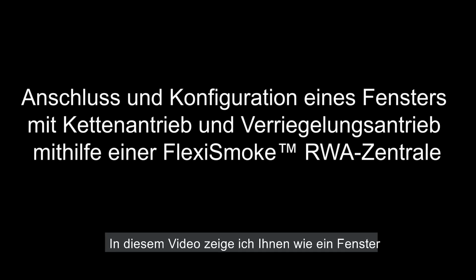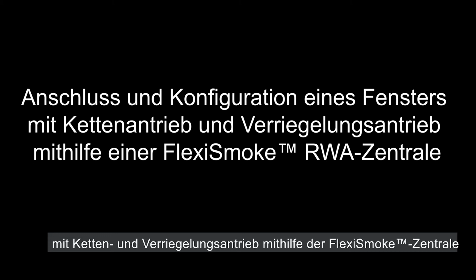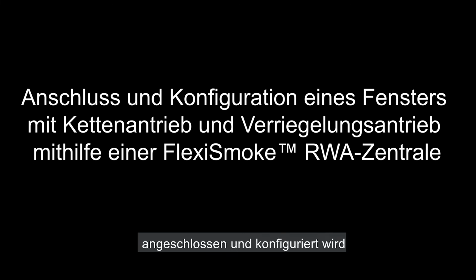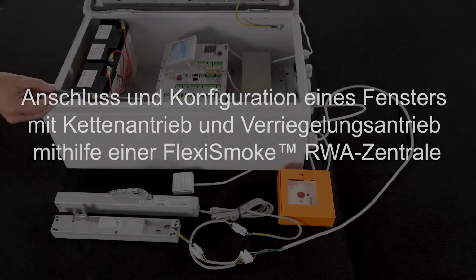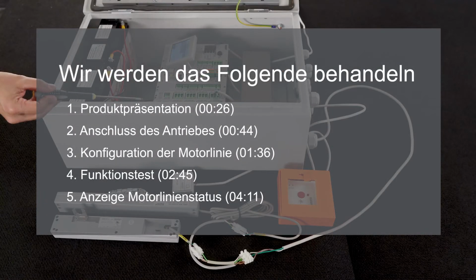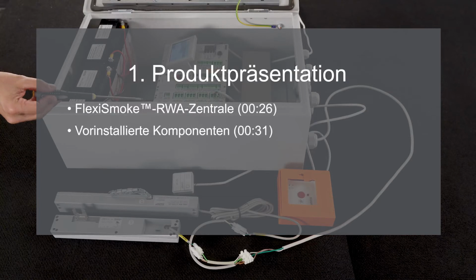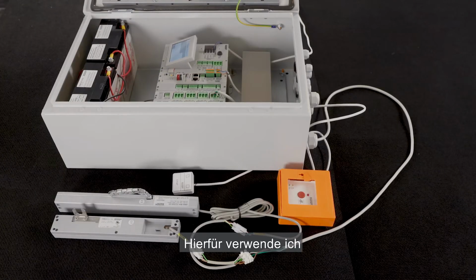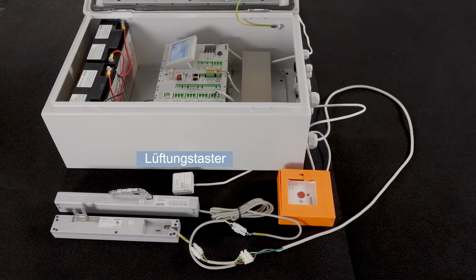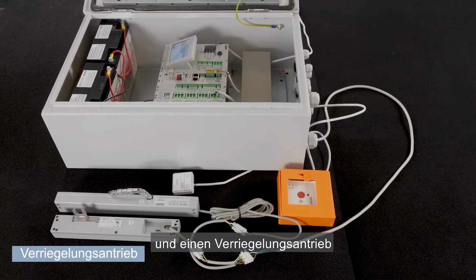In this video, I'm going to show you how to connect and configure a window with a chain actuator and a locking actuator using the FlexiSmoke control panel. For this demonstration, I'm going to use the FlexiSmoke panel, a brake glass unit, manual override switch, a window chain actuator, and a locking actuator.